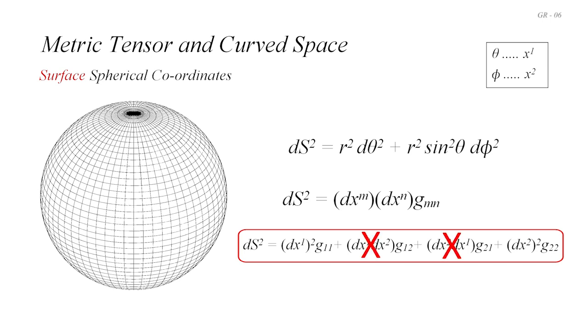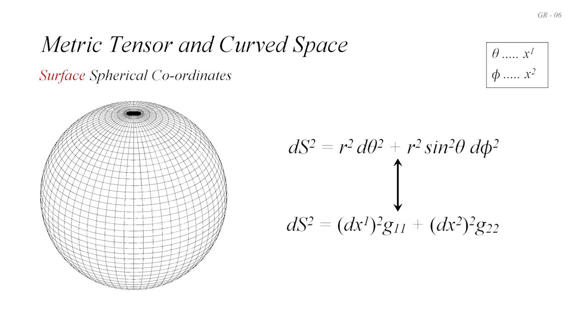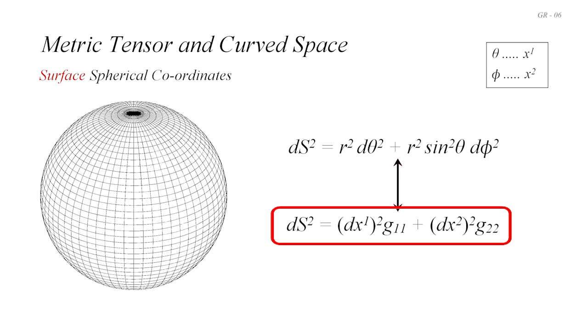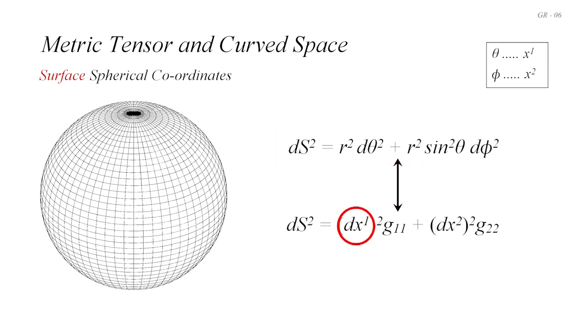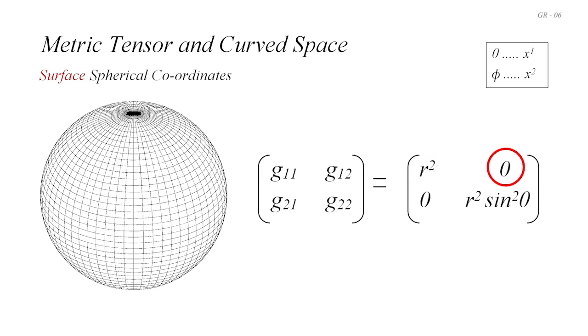Now, getting rid of the middle terms, which we know must be 0 from the expression I said you'd get if you worked through the geometry, we need now to compare these two equations. Our standard formula for ds squared with that from the geometry, remembering that dx1 is d theta and dx2 is d phi. Doing this, you can see that g11 is r squared and g22 is r squared sine squared theta, which means that as the cross terms are 0, the metric tensor for the curved surface of a sphere must be r squared 0, 0 r squared sine squared theta.